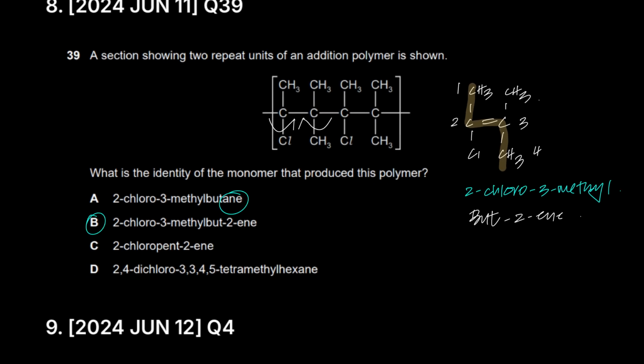Do you have 2 chloro, 3 methyl, butene? Absolutely you have. It's not butane. That's why A is wrong. C doesn't make sense. It's not pentene. You selected the longest carbon chain. It's of 4 carbons, not of 5 carbons.